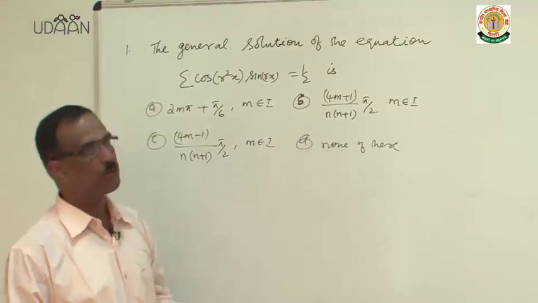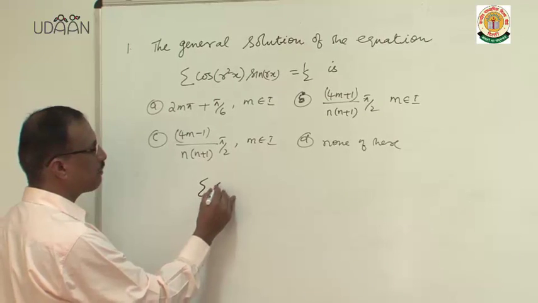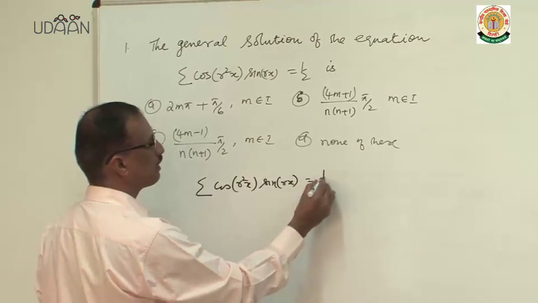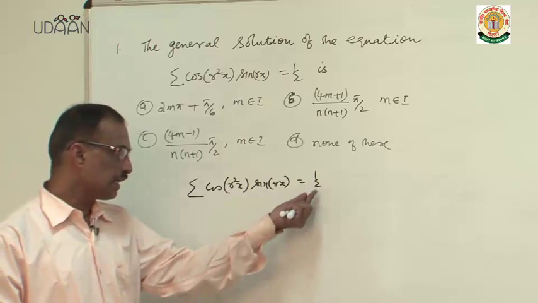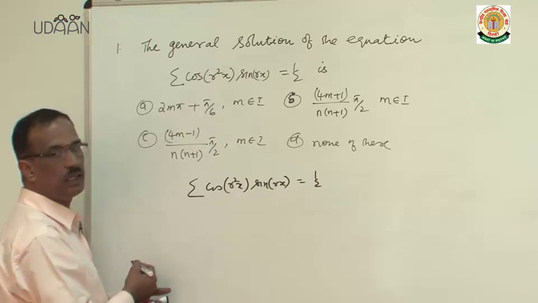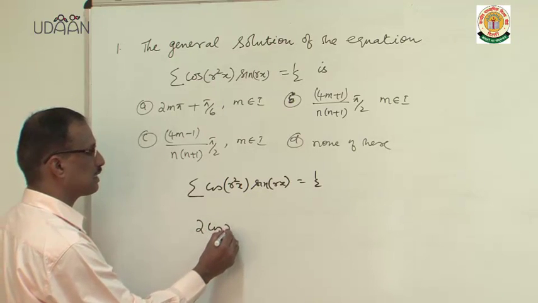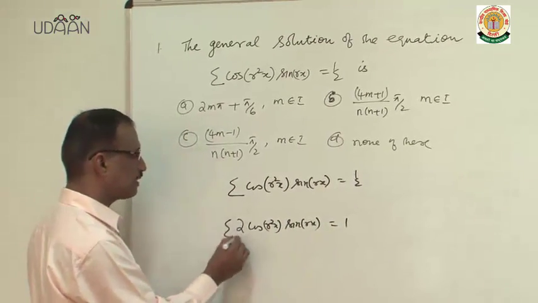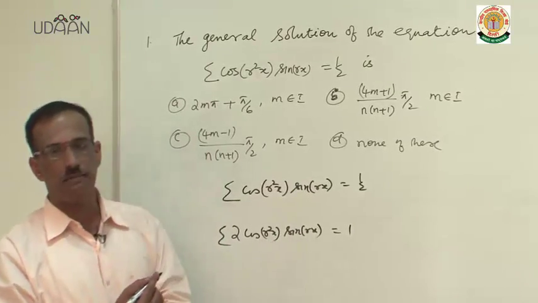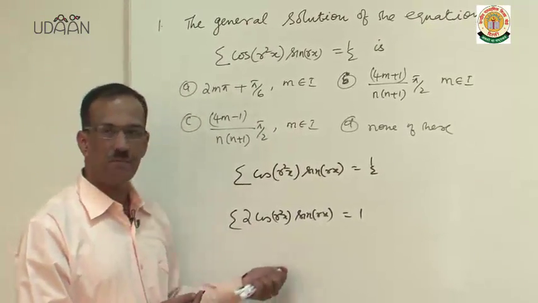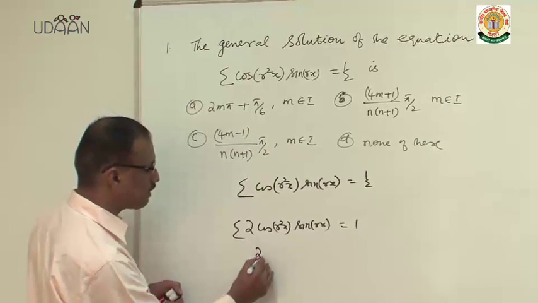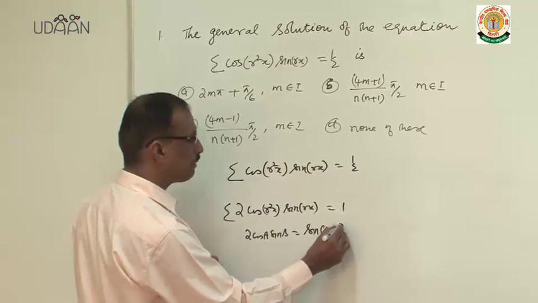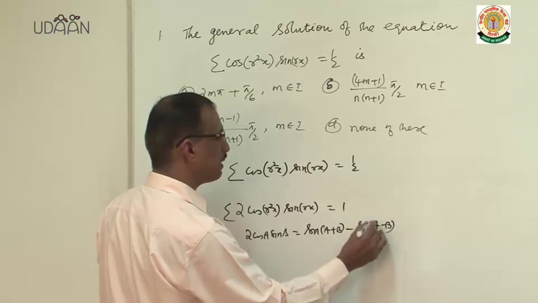These options are given. Now, what is given to us? Sigma cos of r square x sin of r x equal to half. Take this 2 to that side. So, we get 2 cos r square x into sin r x equal to 1, with the sigma. You know 2 cos A sin B is sin A plus B minus sin A minus B.